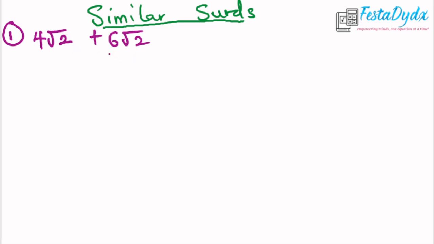So now that this is actually settled, it is simplified and they are similar surds. Now let's add them together. So what we're going to do is this, just like in algebra, where we have 4x plus 6x. We're going to take 4 and 6 together, right? Which is going to give us 10. So 4 plus 6 is 10.